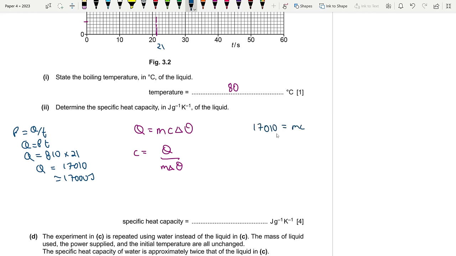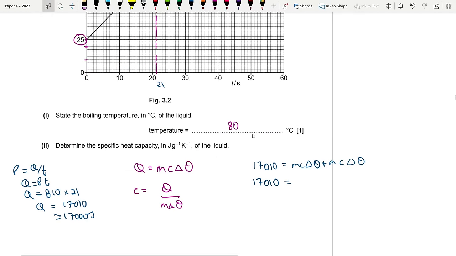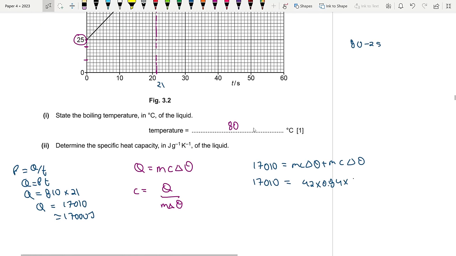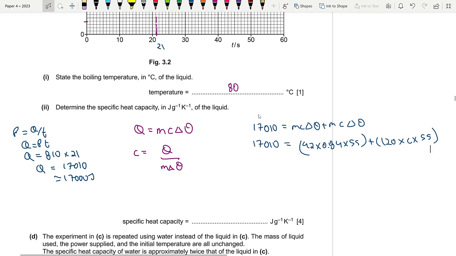17,010 is equal to MC del theta plus MC del theta. So 17,010 is equal to, the beaker has a mass of 42 times 0.84, what is the del theta? It is 80 minus 25, which is 55, times 55, plus 120 grams times C, which is unknown, times 55. I just solved this, and it would give me an answer of 2.3. Okay? C would be 2.3.